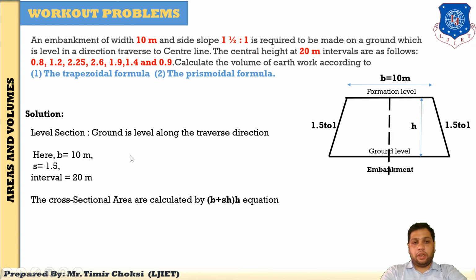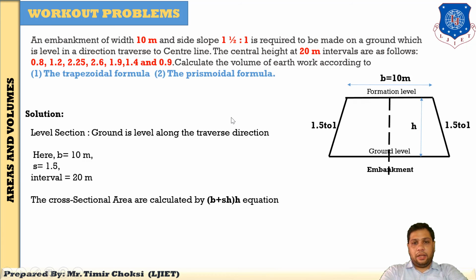So step number one, all the given data you have written. Then step number two, you have to draw the figure. Here use the embankment. So you know that in an embankment, ground level is below the formation level. So first ground level, formation level, B is given, slope is given, central height, and this slope is given 1.5 to 1. Okay. So step number two, draw the figure.